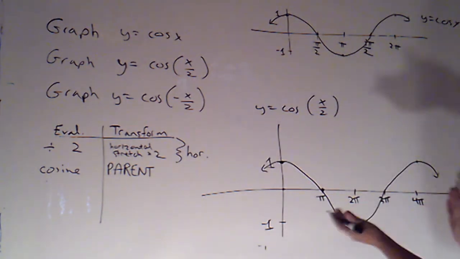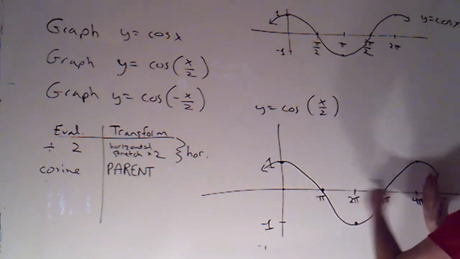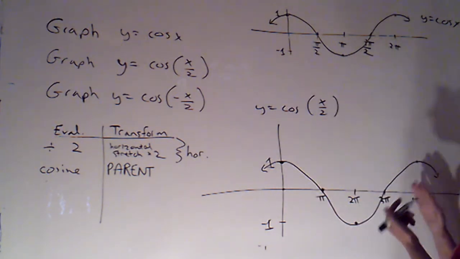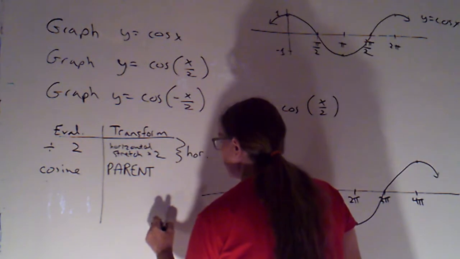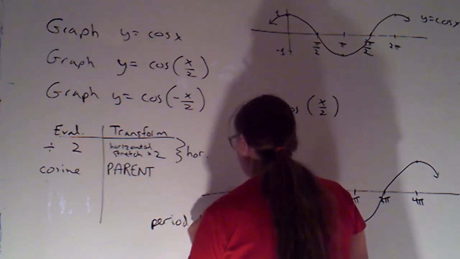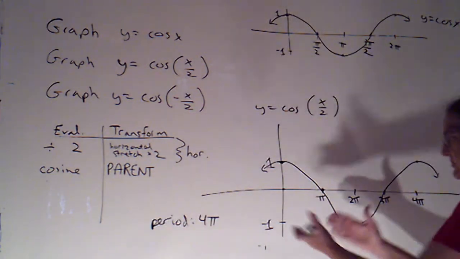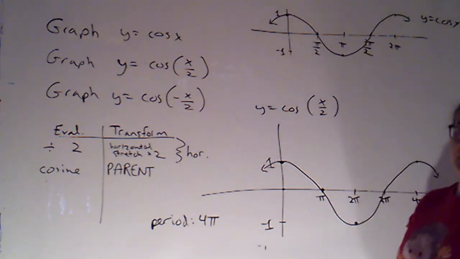Okay, and I asked for the period. You can see the length of time it took to do one cycle was 4 pi. So when we doubled all of our x values, we doubled the period.